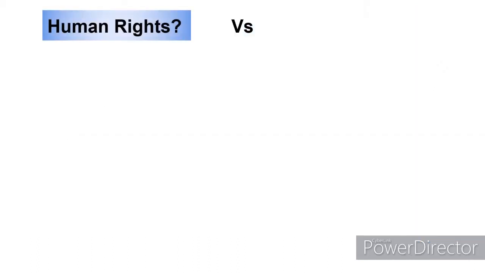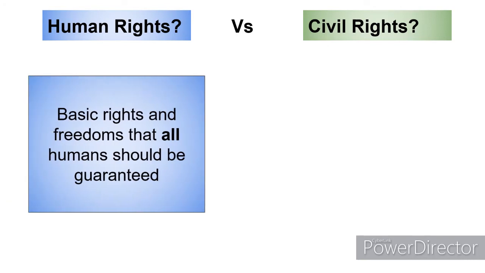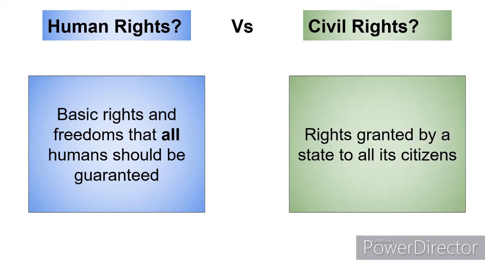So first of all, what are human rights compared to civil rights? Well, human rights are the basic rights and freedoms that all human beings are guaranteed or should be guaranteed. So the right to life, the right to freedom from torture. Whereas civil rights are more domestic. So they're the rights granted by a state to all its citizens. So in the UK, for instance, we have the right to free healthcare through the NHS, but you'll be well aware that lots of other countries around the world don't have this civil right.